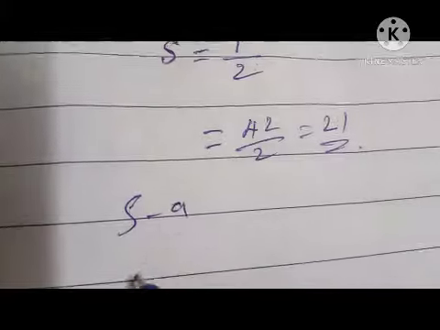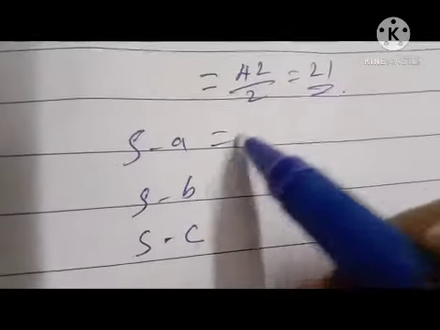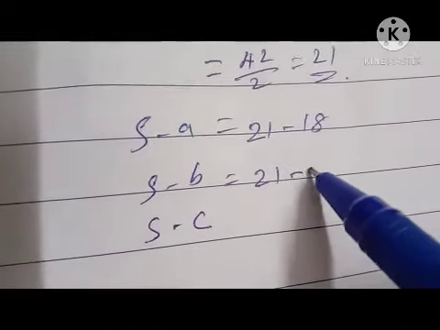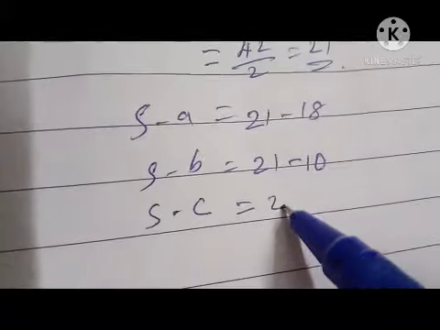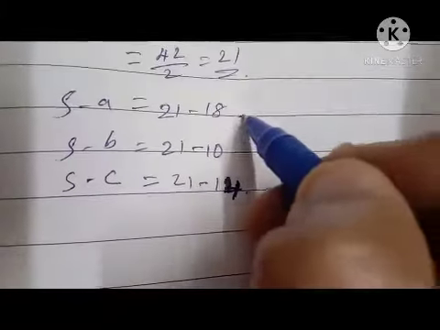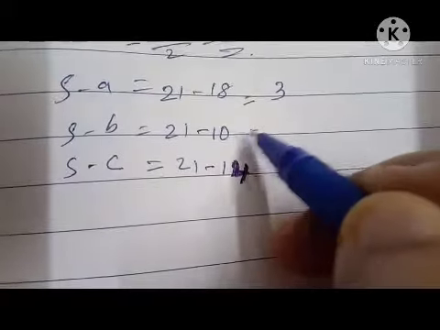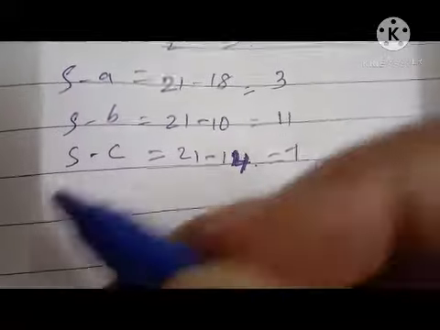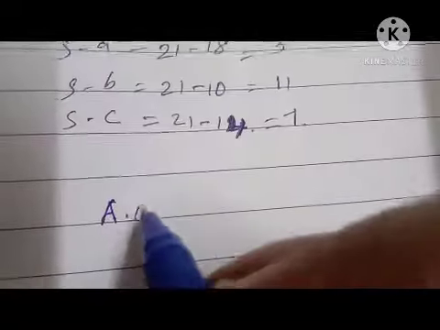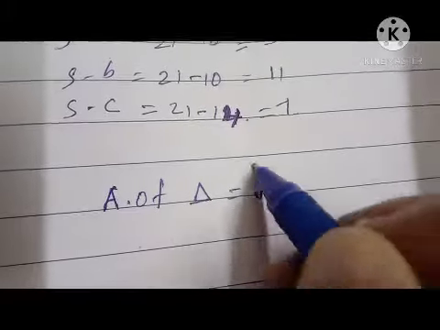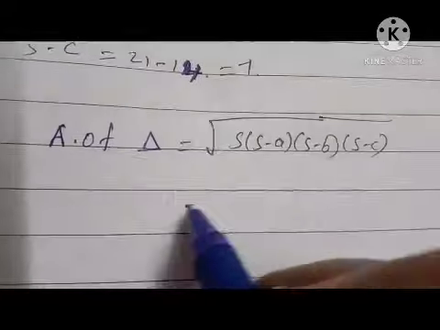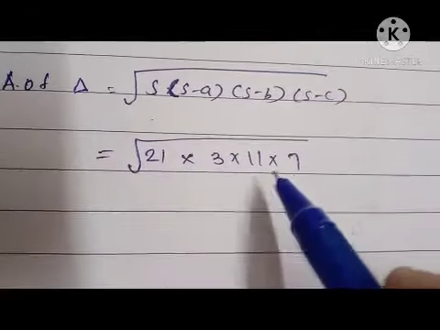Then s minus a, s minus b, s minus c. S minus a is 21 minus 18. S minus b is 21 minus 10. Then s minus c is 21 minus 14. 21 minus 18 is 3. 21 minus 10 is 11. 21 minus 14 is 7. Okay, then we can write the equation for finding the area. That is area of triangle equal root of s into s minus a into s minus b into s minus c. That is equal root of 21 into 3 into 11 into 7.